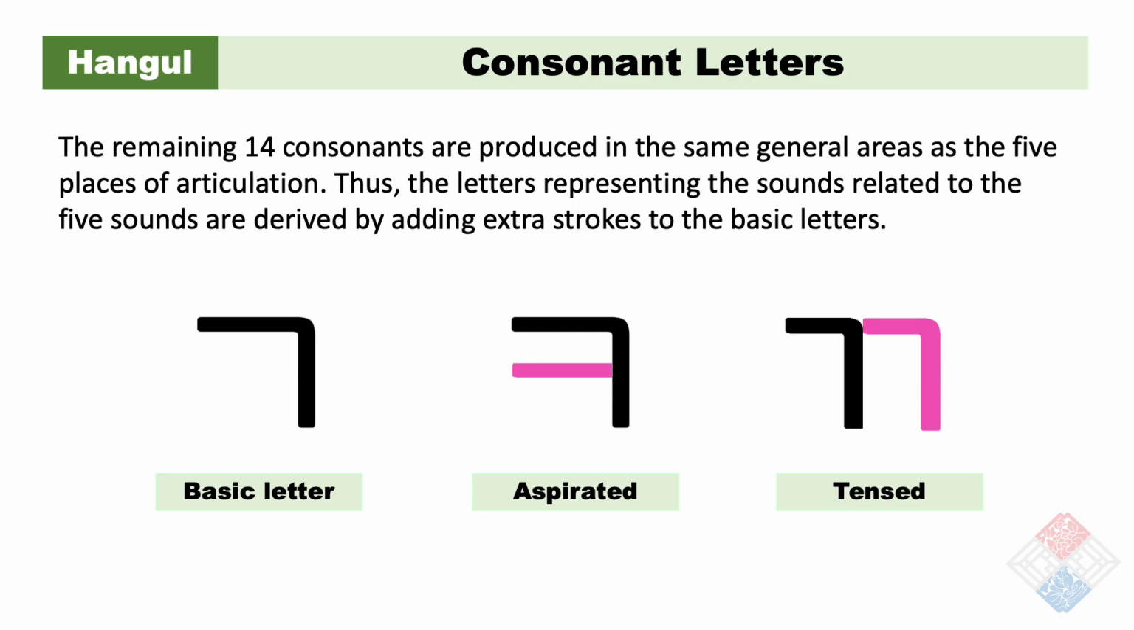The remaining 14 consonants are produced in the same general areas as the 5 places of articulation. Therefore, the letters representing the sounds related to the 5 sounds are derived by adding extra strokes to the basic letters. For example, K is a basic consonant letter, and when you add a stroke, it becomes K, which is an aspirated sound with a puff of air. When you double the consonant, it indicates a tense sound, so it sounds like G. Tense sounds are produced when the speech organs involved become tense for articulation.